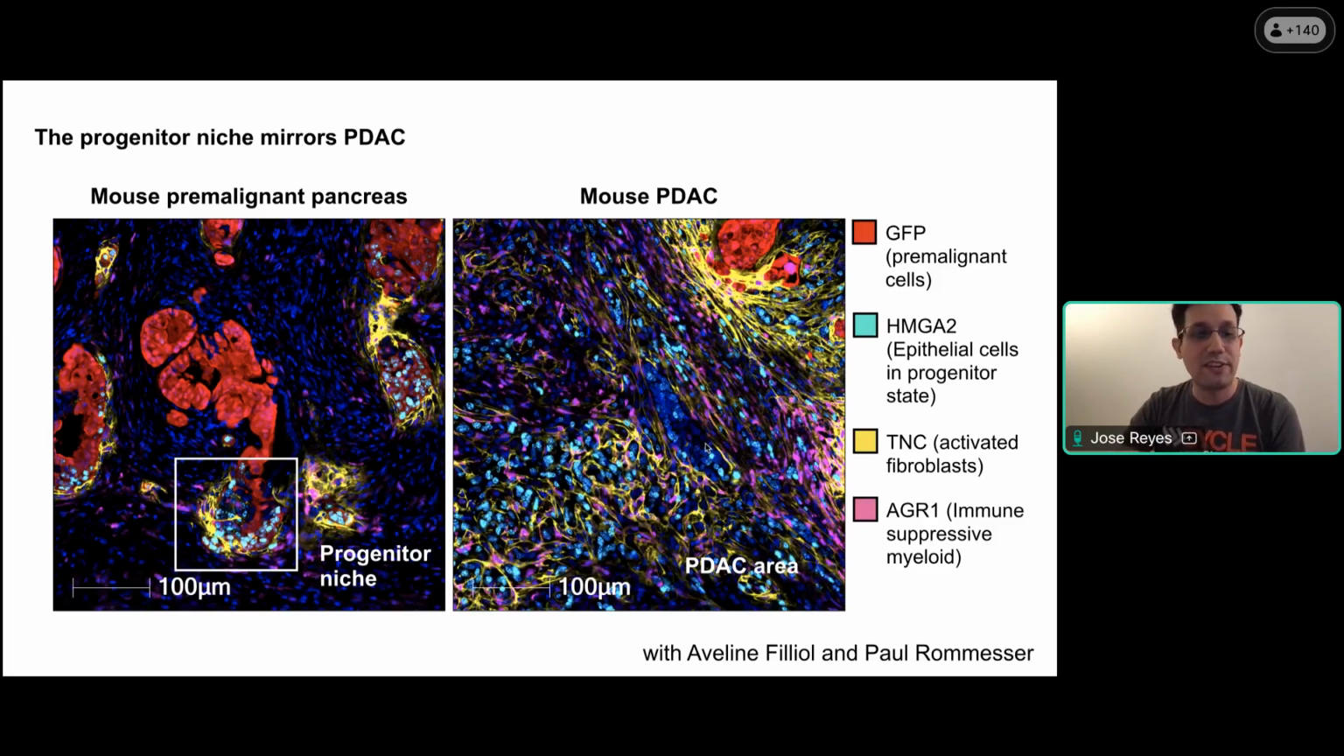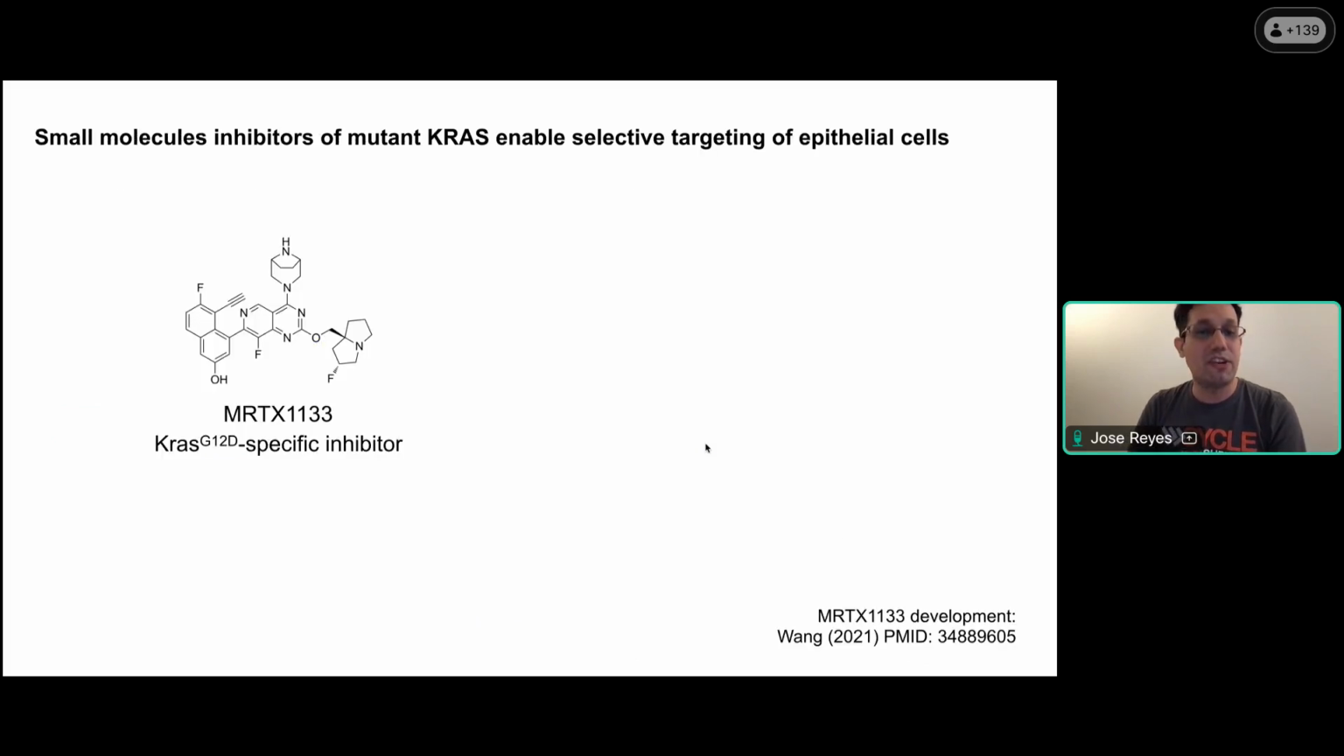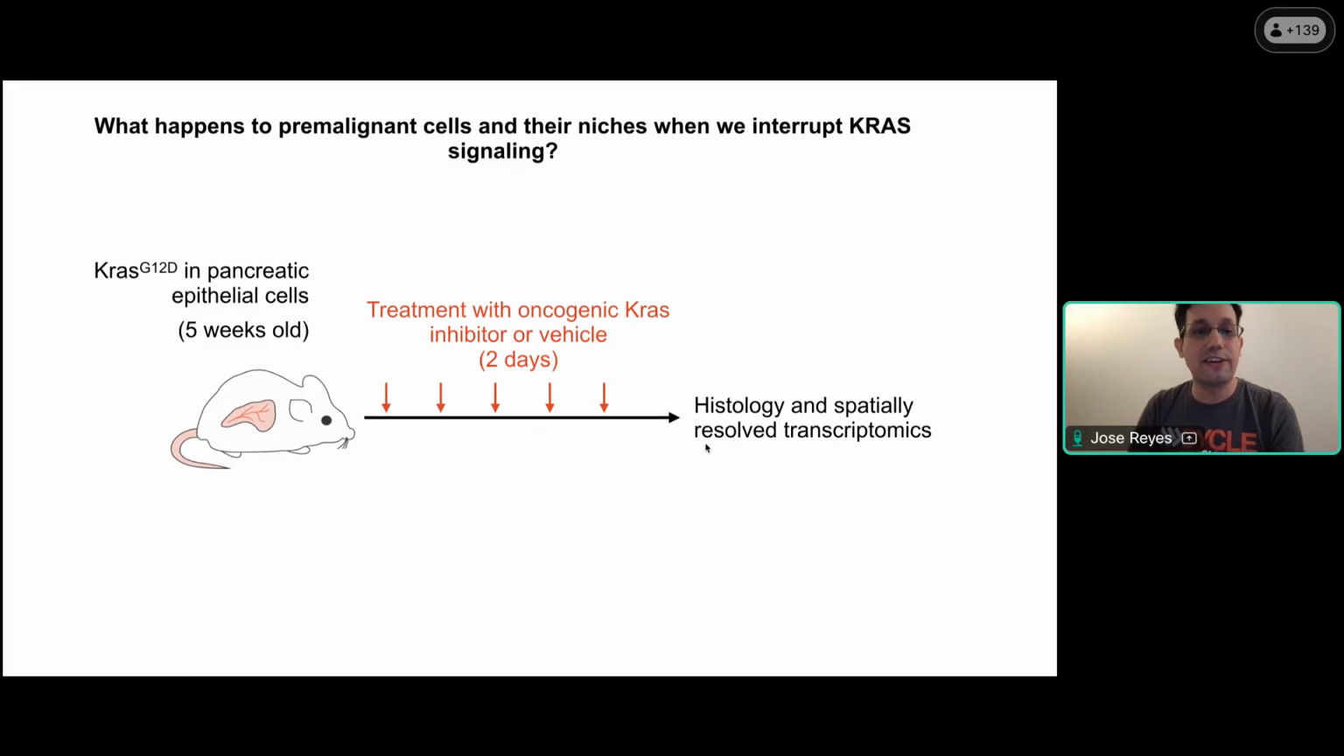So we naturally ask, can we intercept the progenitor niche before PDAC development? And recent developments in medicinal chemistry have allowed us to do this, because small molecule inhibitors that are specific for mutant forms of oncogenic KRAS, such as MRTX1133, allow us to target specifically the premalignant cells without directly disrupting the microenvironment.